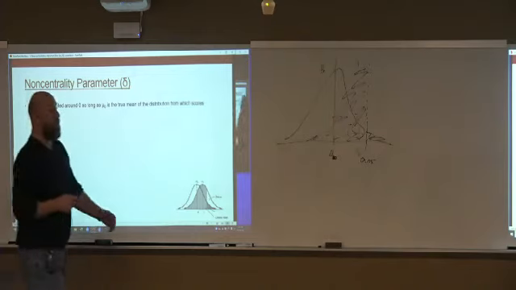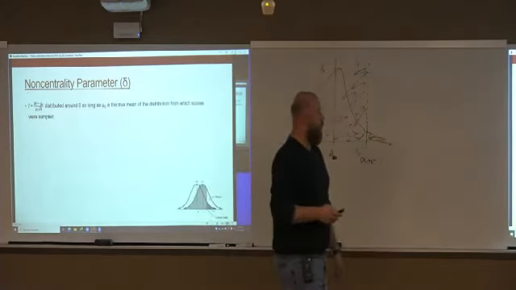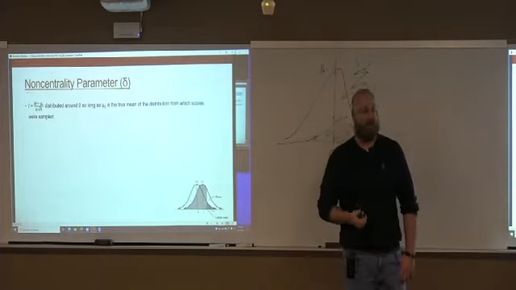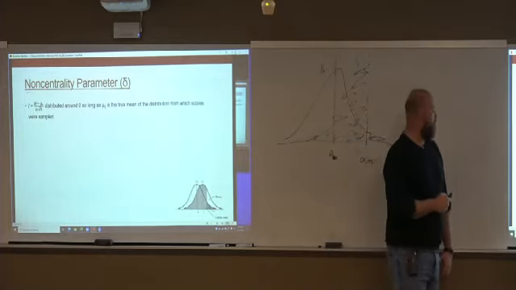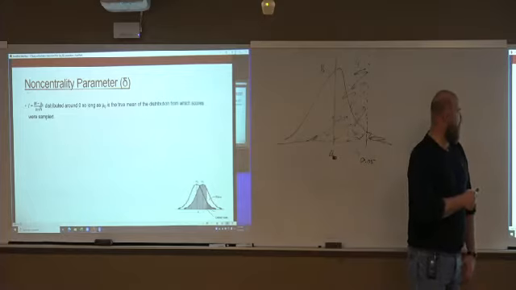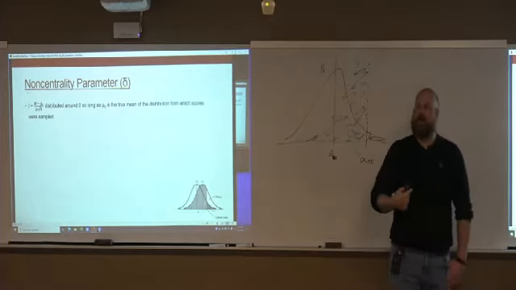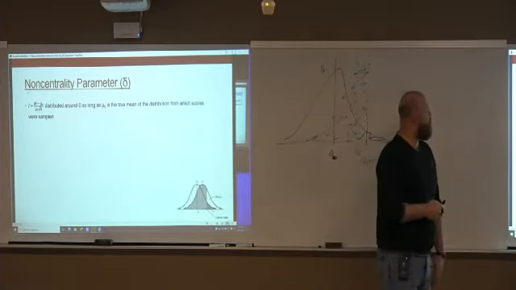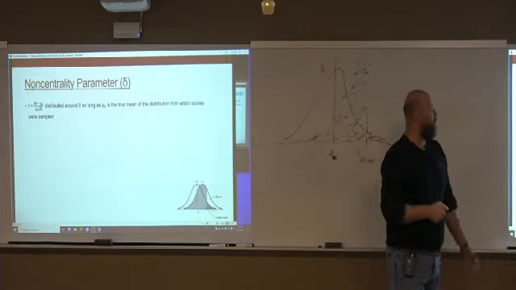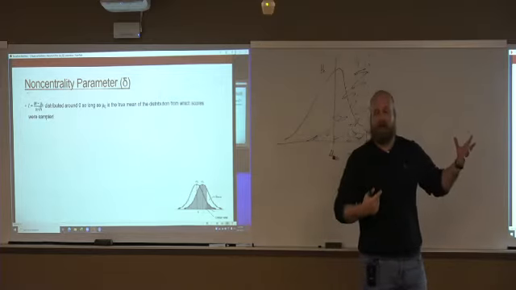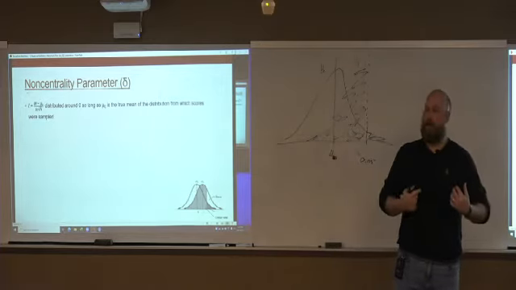Want to quickly introduce this idea of a non-centrality parameter. So our T statistic, right? And here we've got a formula for a one sample T. Our T statistic is calculated as our mean minus our value under the null, which is 0, divided by our standard deviation divided by the square root of n. So this is just our T statistic, right? Our T statistic is distributed around 0 so long as the null hypothesis represents the true mean of the population.